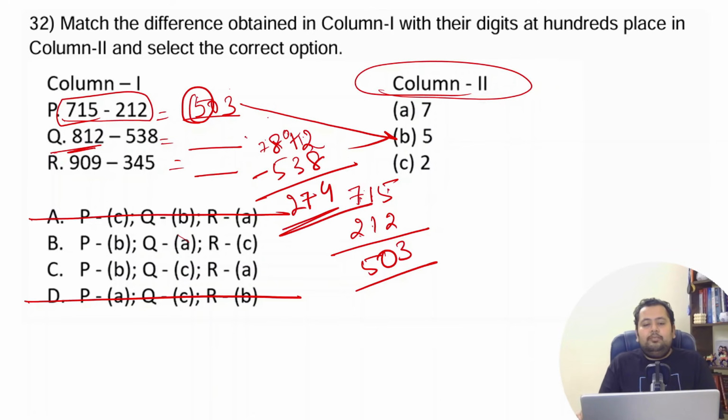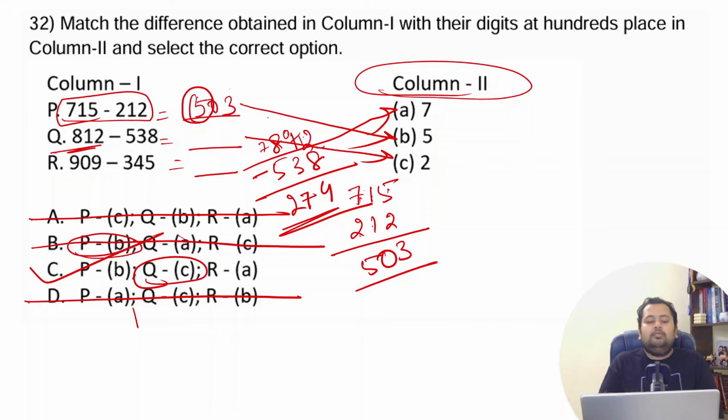So this is nothing but 2. If that is the case, then this becomes 7. So now we know P is B is correct. Q is C, right? Q is C. So option number C is the correct answer. B also is ruled out. I hope you got this one correct. If you did, again give yourself a big star.